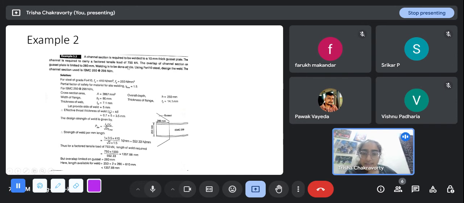Welding is to be done at site, so we have to take the safety factor as 1.5. Using Fe 410 steel, design the weld. The channel section used is ISMC 250. For grade of steel 410, Fu is 410 and Fy is 250. Partial safety factor is 1.5 for ISMC 250.